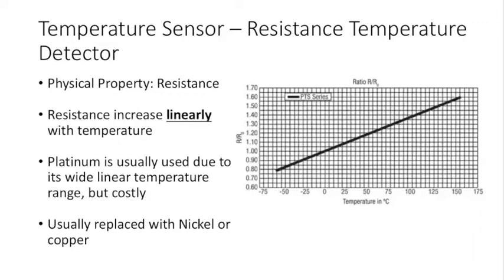It works similarly to the thermistor, as the resistance changes with temperature change. The difference is that the resistance of RTD increases linearly with temperature, while thermistors do not. Platinum is the most favored metal to be used for RTD due to its wide linear temperature range, but it is usually replaced with nickel or copper due to the high cost of platinum.